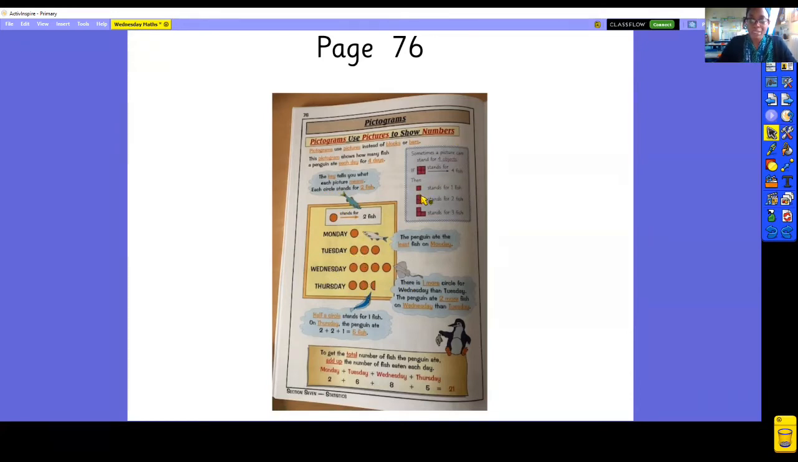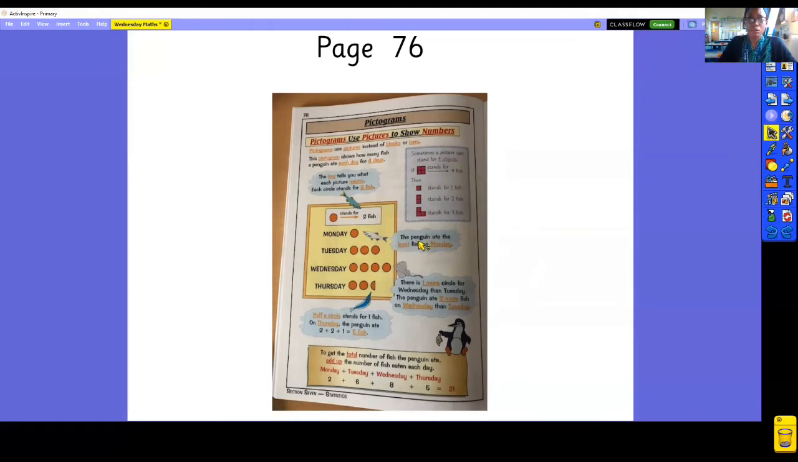And again, like this box says here, sometimes a picture can stand for 4 objects. So if the block stands for 4 fish, then 1 block stands for 1 fish, 2 blocks stands for 2 fish, 3 blocks stands for 3 fish. It really does make sense as you continue to work through our booklet today and some of the other activities, but just knowing what that key stands for really does make that difference.